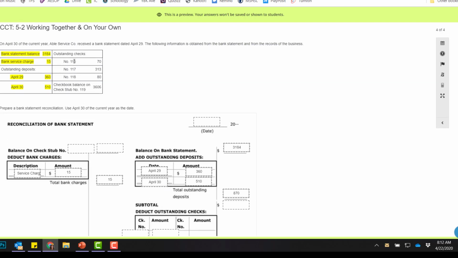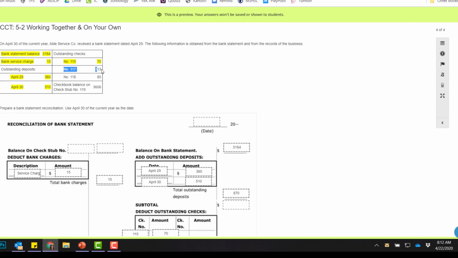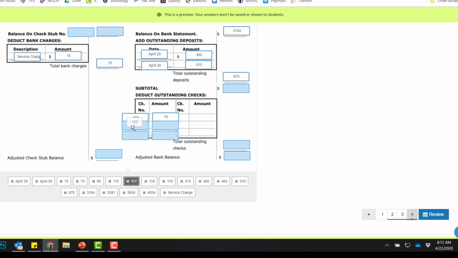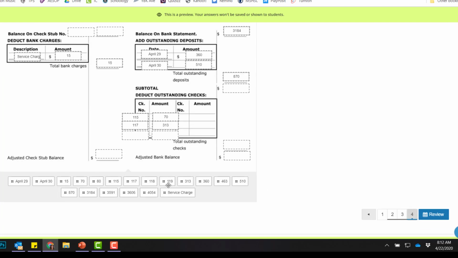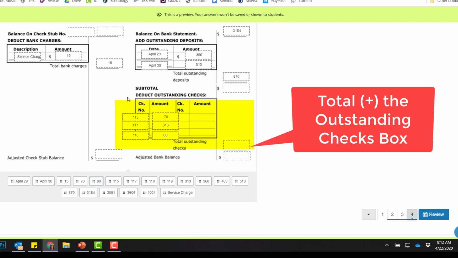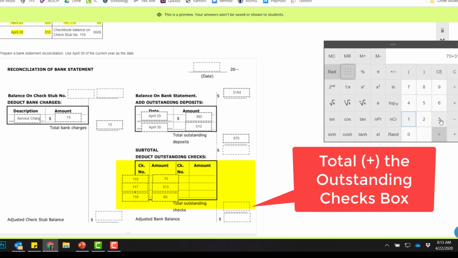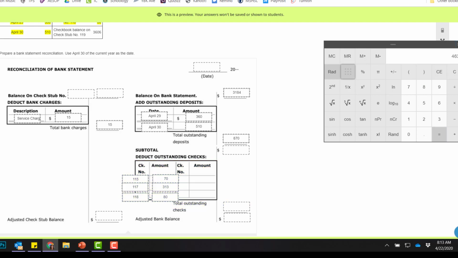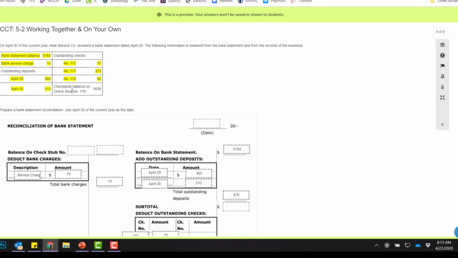Okay, I have 3 outstanding checks. Number 115 for $70. So here's where it says outstanding checks. So I've got number 115. That was $70. Then I've got number 117 for $313. So 117 is $313. And now I've got 118 for $80. So 118 for $80. And this is asking for the total outstanding checks. So I'm going to take anything in this box and I'm going to add that together. So 70 plus 313 plus 80. So 463 is my total of this outstanding checks box. So 463. Here we go.